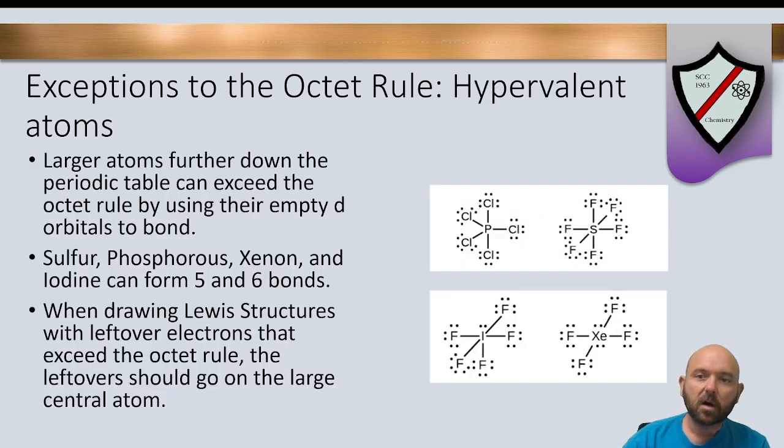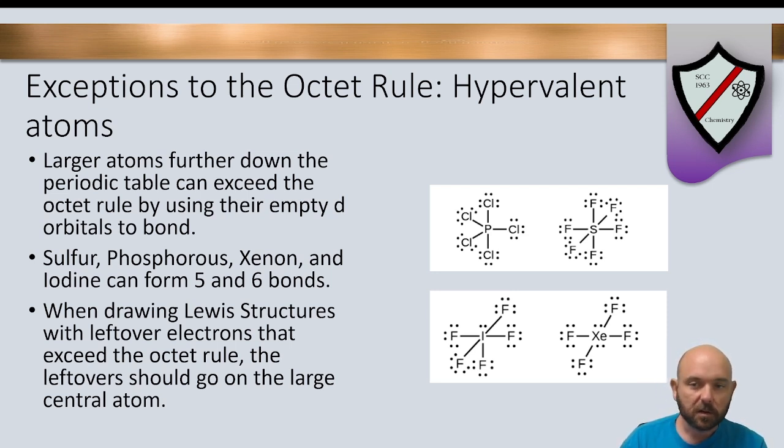With that said, there are some of the larger atoms further down the periodic table that can exceed the octet rule by using their empty d orbitals to bond. The famous ones that we'll see in some of our examples are sulfur, phosphorus, xenon, and iodine. Xenon, in fact, is one of our noble gases, and we usually say they don't bond, but it can use those d orbitals to form some exotic compounds.